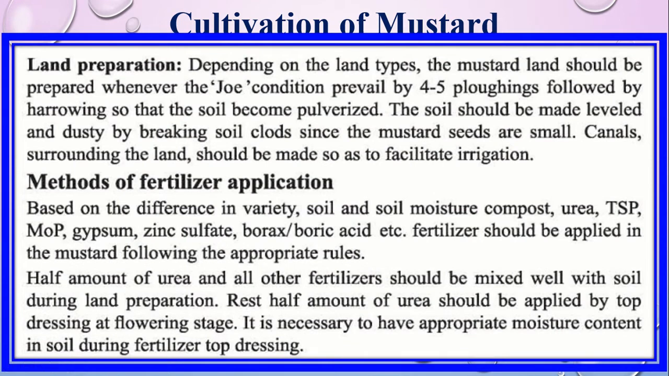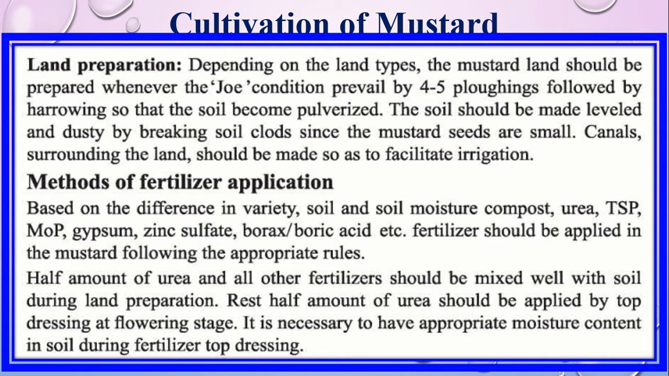Land preparation: 4 to 5 ploughings are needed, and after that use harrowing for leveling the land, and make sure all clods are friable because the seed is very small. And the method of fertilizer application: fertilizers are used in appropriate doses, like organic fertilizer such as compost, and chemical fertilizer like urea, TSP, MP, gypsum, zinc, boric acid, etc.